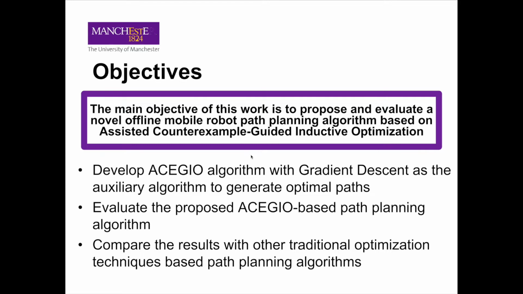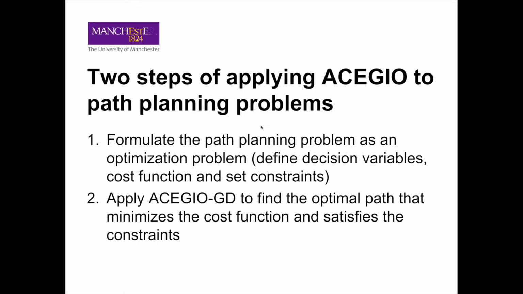Overall, the main objective of this work is to propose and evaluate a novel offline mobile robot path planning algorithm based on the assisted counterexample-guided inductive optimization algorithm. In order to achieve the ACGL-based path planning algorithm, there are 2 steps of applying ACGL to path planning problems. Step 1. Formulate the path planning problem as an optimization problem. Define decision variables, cost function, and set constraints. Step 2. Apply ACGL to find an optimal path that minimizes a cost function and satisfies the constraints.